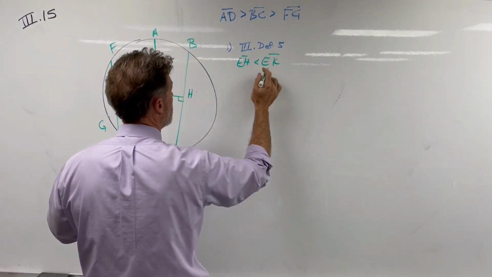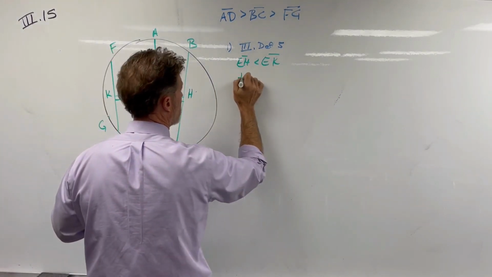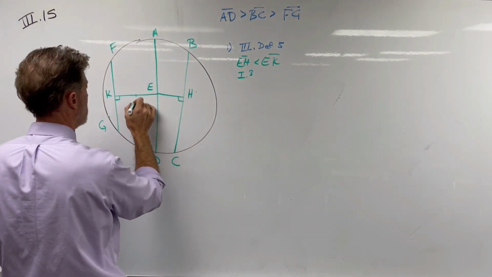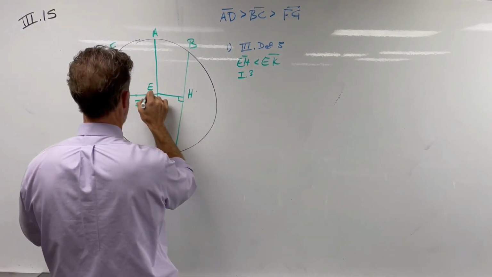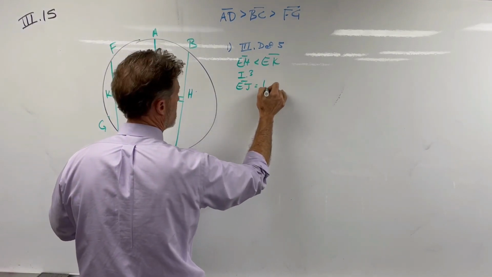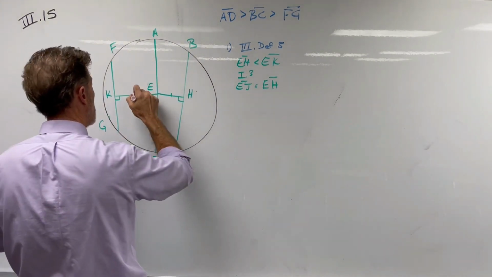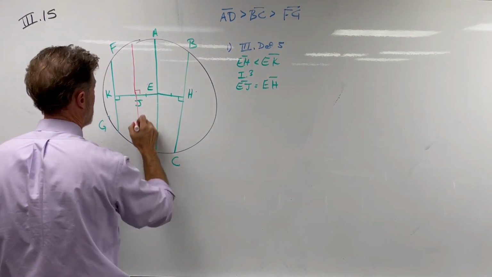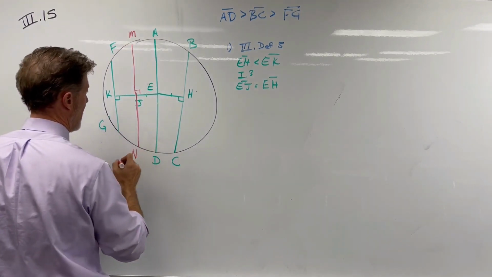So from the greater, we can cut off a piece equal to the smaller. That's book 1, prop 3. And so we can make, let's make this KJ, we'll make EJ equal to EH. And at this point, J, we'll make a line this way, perpendicular, and we'll extend it until it contacts both sides. And we'll call this M and N.